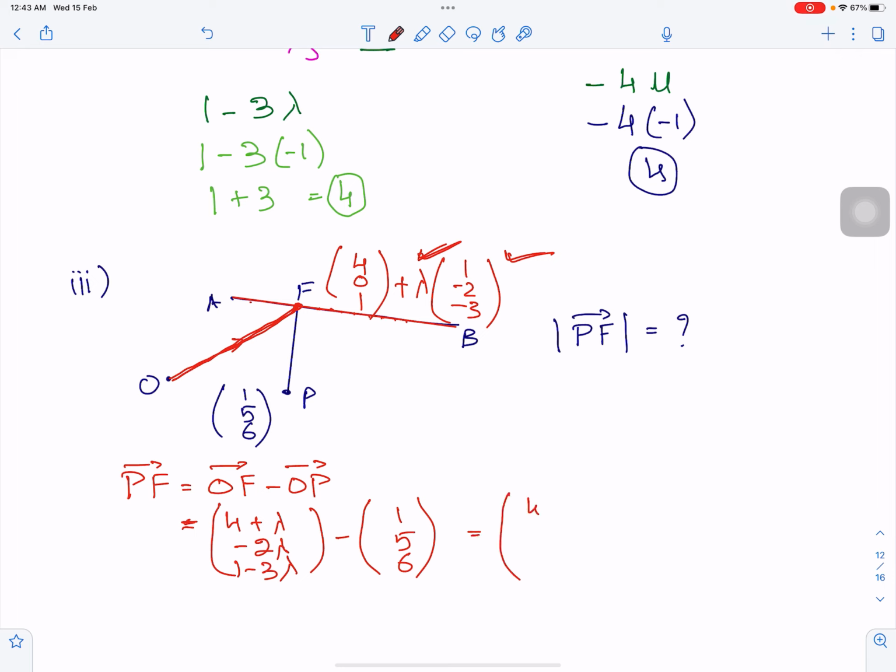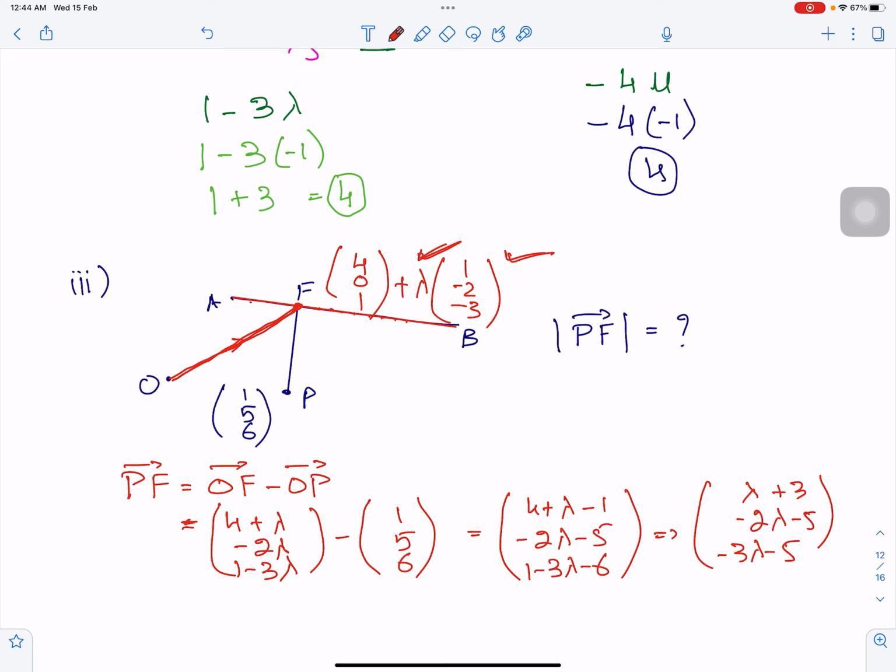It will be 4 plus lambda minus 1, minus 2 lambda minus 5, 1 minus 3 lambda minus 6. Let's simplify it further. It will be lambda plus 3, minus 2 lambda minus 5, minus 3 lambda minus 5. Now I have PF here. If I can find out the value of lambda, then I can simply take the modulus of this.